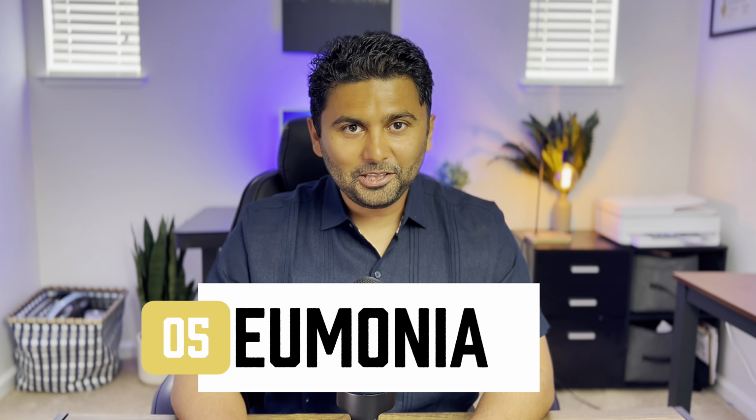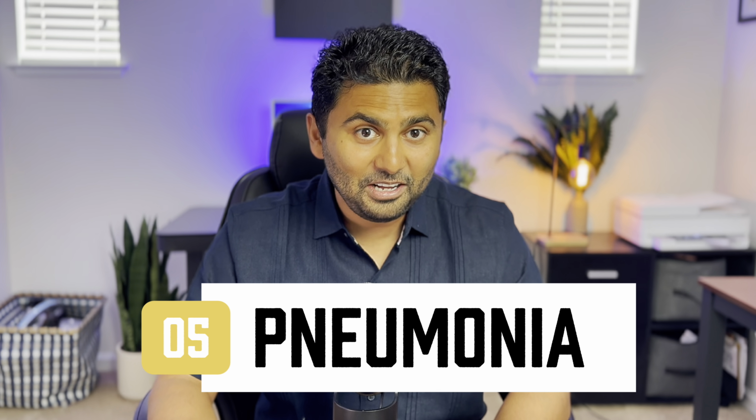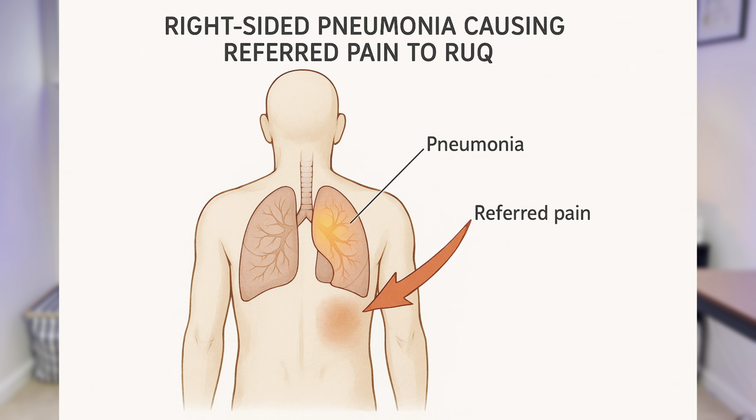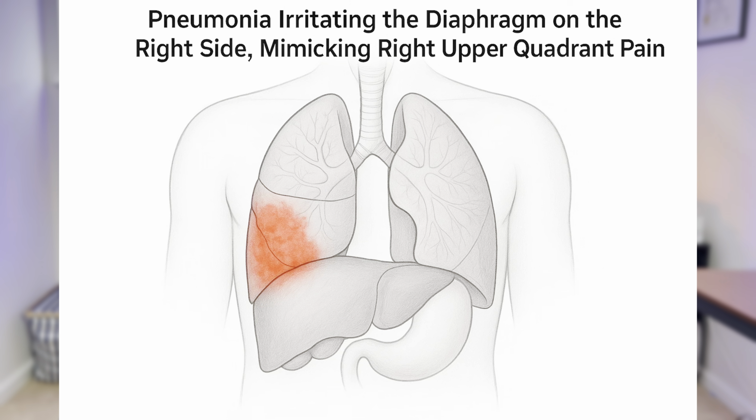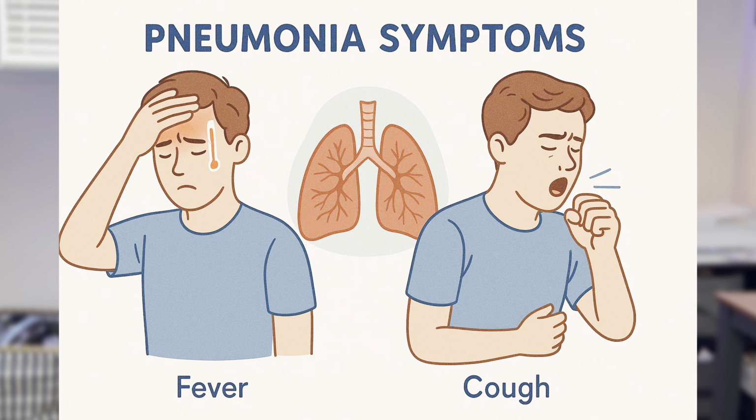Last is right lower lobe pneumonia. I know, it sounds odd, but a pneumonia in the lower right lobe can actually cause right upper quadrant pain. Trust me, I've seen it many times. That's because the right lower lobe sits just above the diaphragm, and when it's inflamed, it can cause abdominal pain. Generally, symptoms include fever, cough, fatigue, your usual pneumonia symptoms. This is often diagnosed with a chest x-ray and treated with antibiotics.